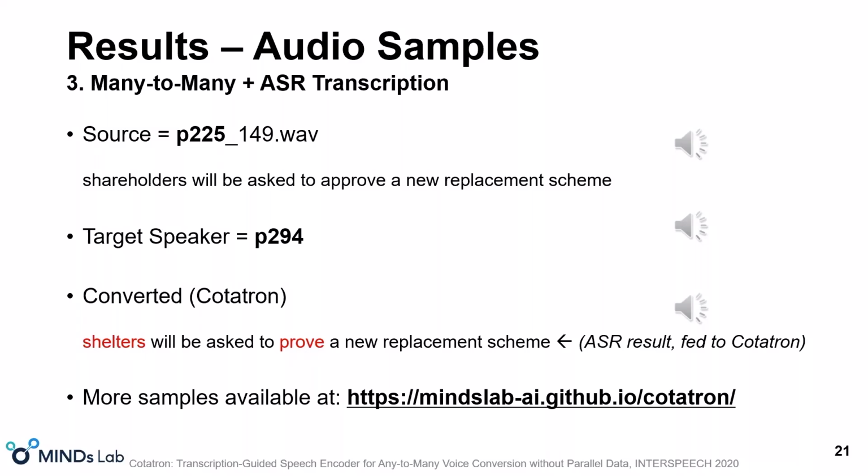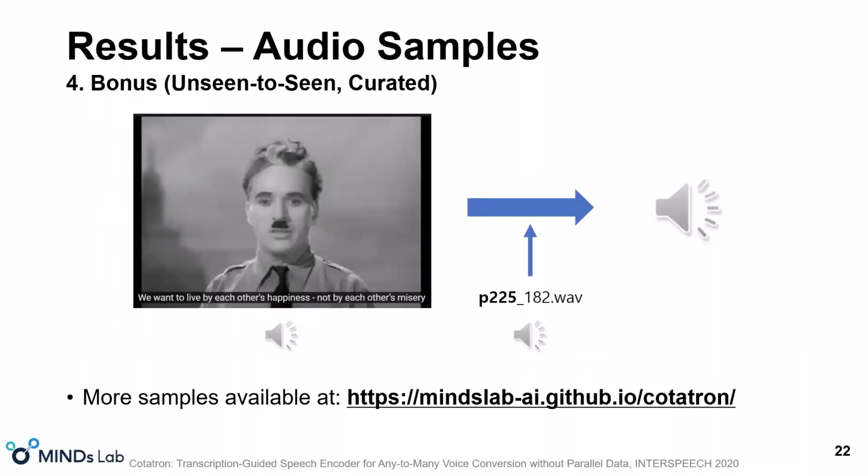Here we can observe that even when errors from ASR exist, the conversion result has consistent content with the source speech. And this is a famous speech of Charlie Chaplin from the old film, The Great Dictator.